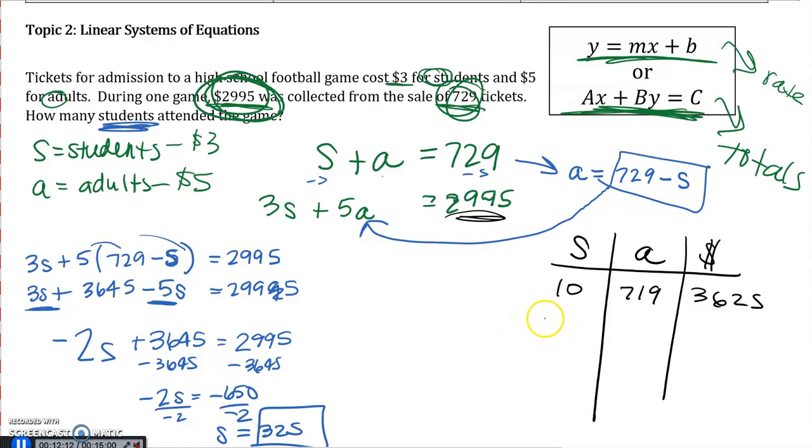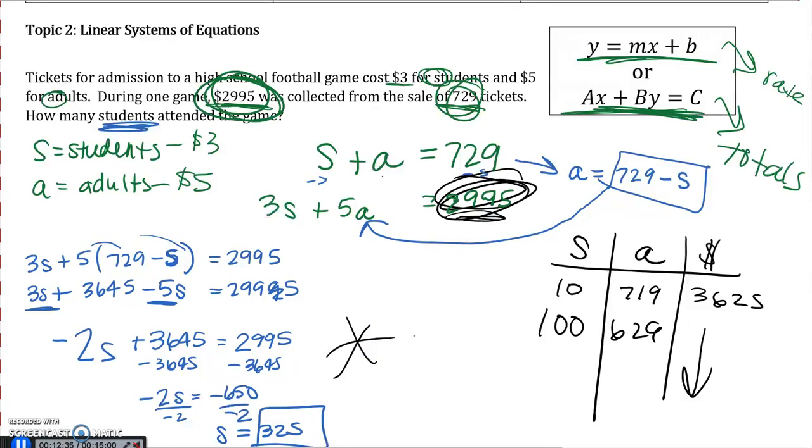So maybe I up it to 100. If this is 100, then this would have to be 629. And you could keep guessing and checking until you ended up in a situation like that, where you got to 2,995. It's probably not the fastest way, but if you're not comfortable with substitution and elimination, that's really your only option.